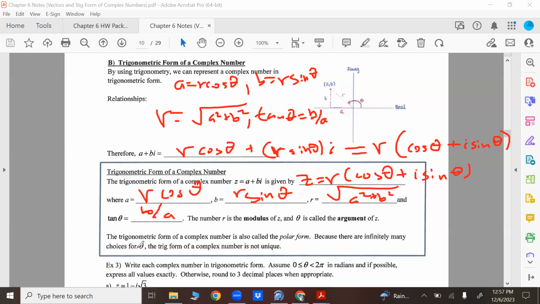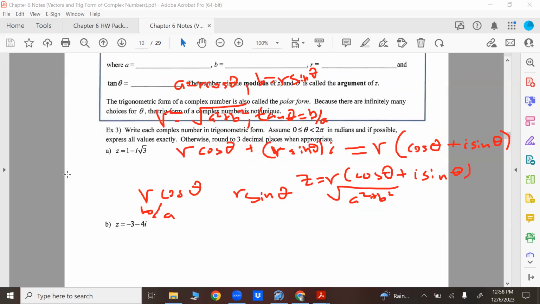And of course, there are many choices for theta because theta is coterminal, right? Like if I do 120 degrees, what's coterminal with 120? Just add 360, you get 480. So there are infinite possibilities for theta, right? So the trig form of a complex number is not unique, because it could be a lot of different forms. If I have 120 for theta, I have other options, right? Go around many times or backwards the other direction. So, okay, we're good? Okay, let's keep moving.